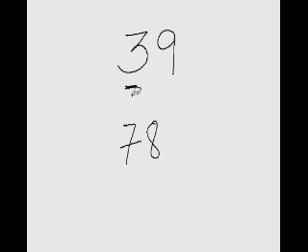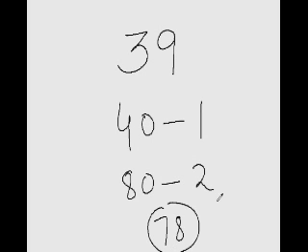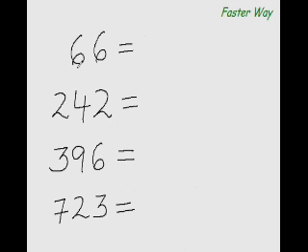Or you can use the other trick as well. You take this 39 as 40 minus 1, isn't it? Now double of 40 is 80 and double of 1 is 2. So 80 minus 2 is once again 78. Whichever way you do it, the idea is to get the answer quickly and correctly and mentally. Okay, so now let's see how quickly you can find the double of all these numbers.